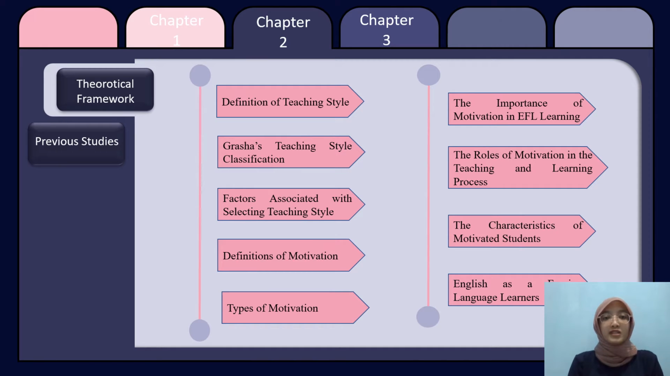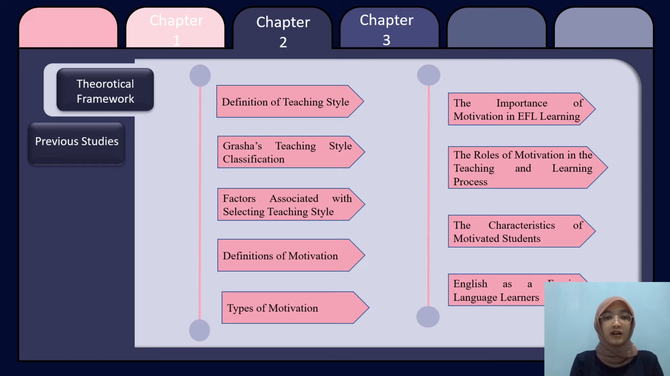The theoretical framework in this proposal is: number one, definition of teaching style. Teaching style is combined based on the extent to which the teacher and student assume responsibility for what happens in the lesson. This is best seen as a quality that plays an important role in some aspect of teaching. And then Grasha's teaching style classification.